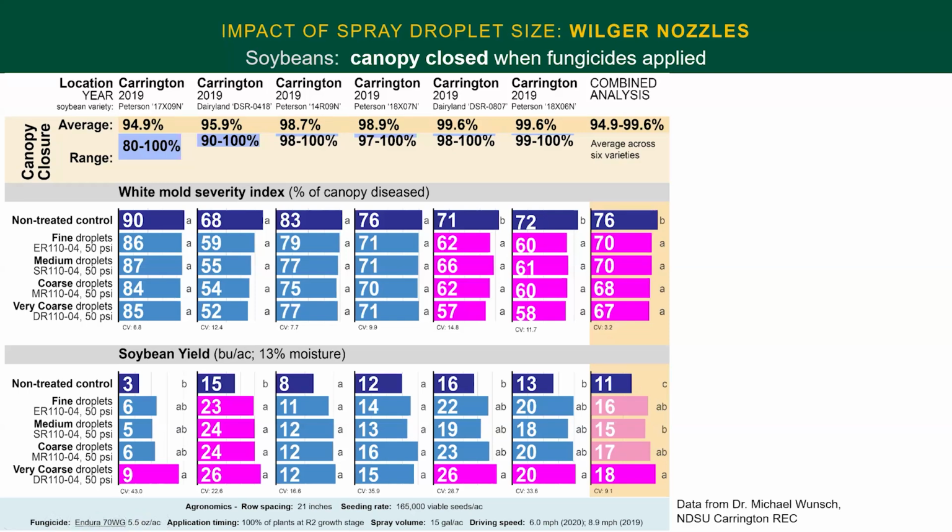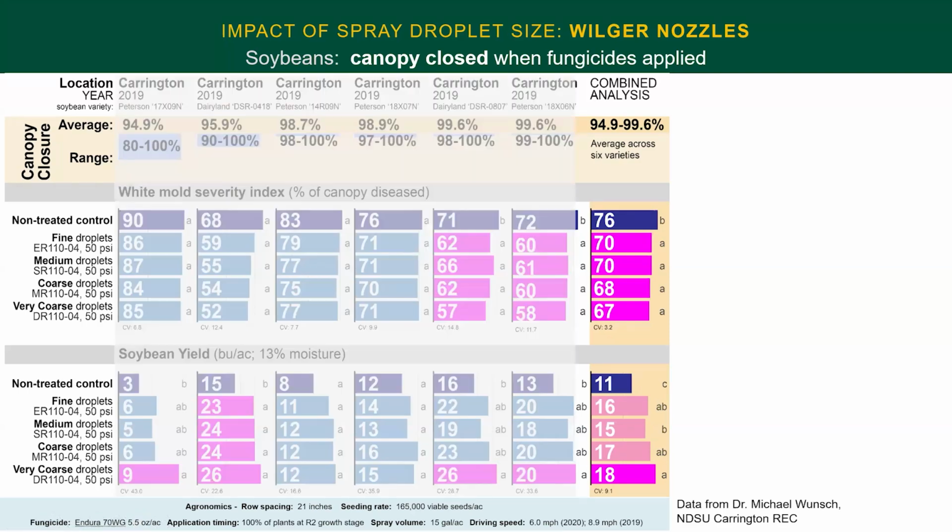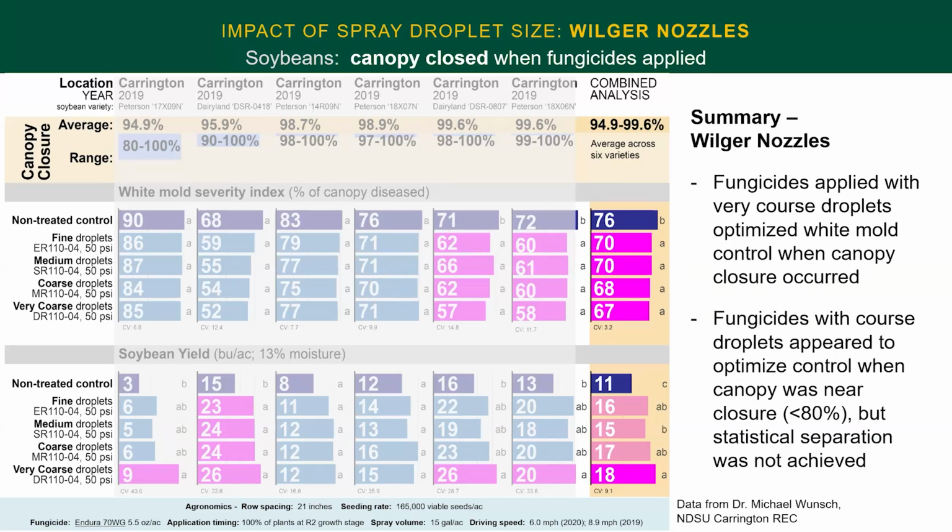Now, for the sake of today's talk, I'm just going to look at the combined analyses, so all of the different varieties combined. Looking at white mold levels here, our non-treated had the highest amount of white mold, about 76%. That's very high. These are probably unrealistic levels of white mold development that we probably wouldn't see within a natural setting. But what we're finding is that as we move into very coarse droplets, we're starting to see a trend towards lower white mold development.